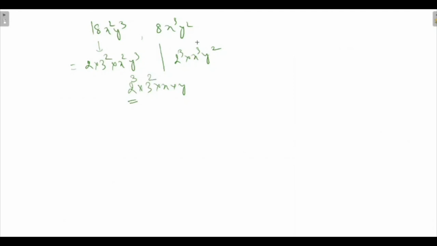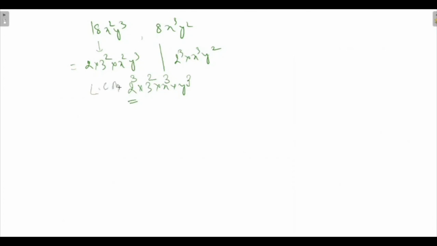Here it is x square. Here it is x cube. So I'll put x cube here, because x square and x cube, the highest power is 3. Similarly, here is y cube, here is y square, so I'll put y cube because y to the power 3 is greater than y to the power 2. Okay, so this will be my LCM.